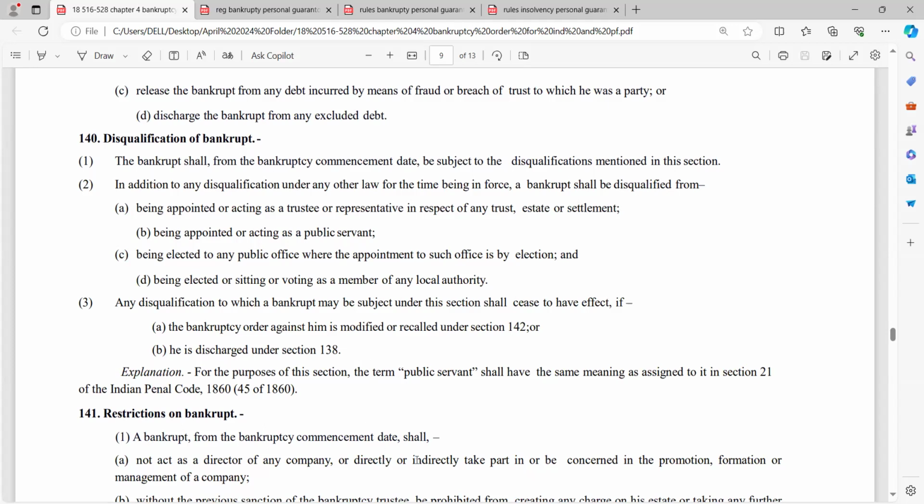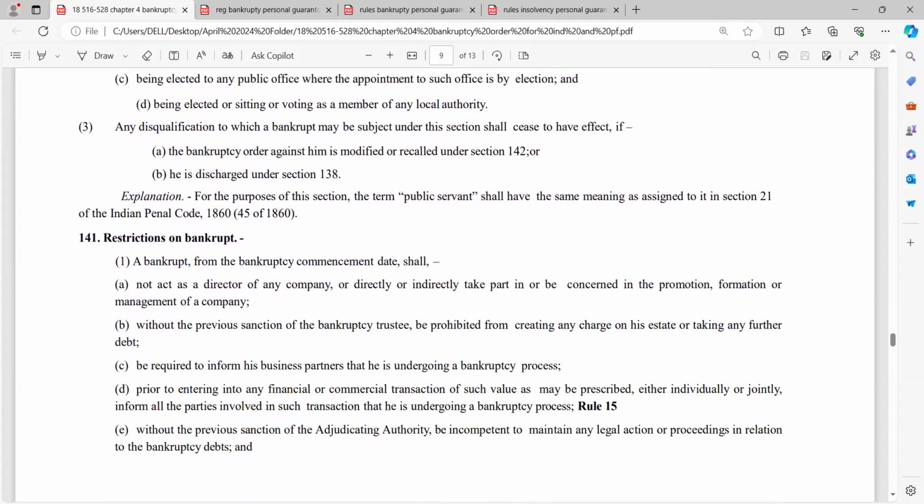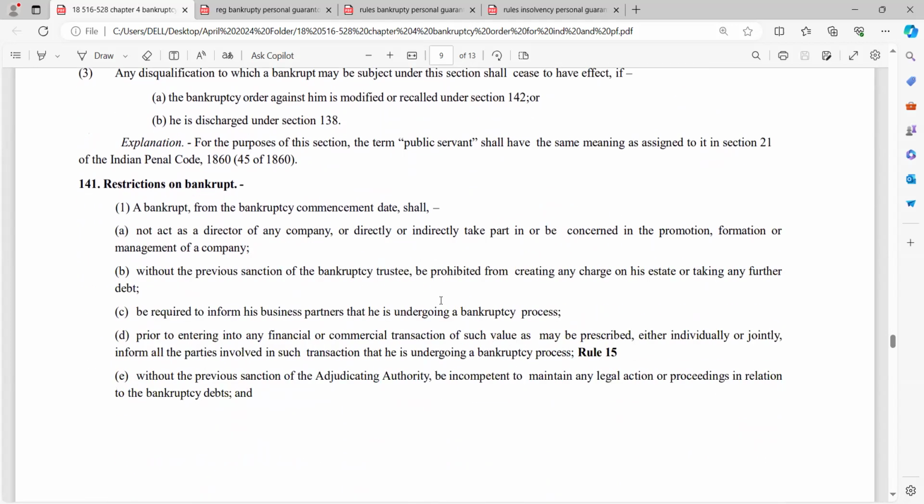Now, restrictions on bankrupt. These are two sections. Section 140 talks about disqualifications of bankrupt. Disqualifications are basically related to appointment, either as trustee or as public servant or in public office or any local authority. Okay, so understand disqualifications as related to appointment. And what are restrictions? Restrictions are on actions and on movement.